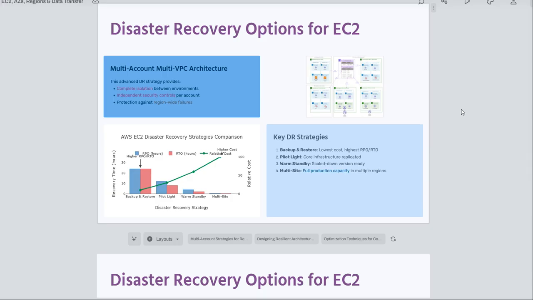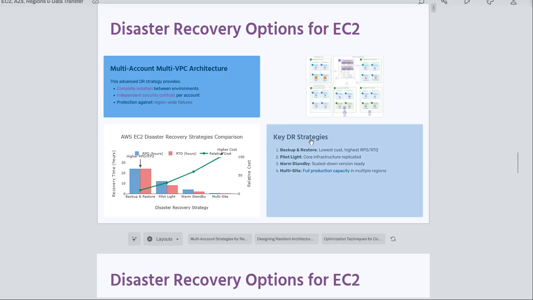Now we're going to look into disaster recovery options for EC2. A multi-account, multi-VPC structure is an advanced DR strategy that provides complete isolation between environments, independent security control per account, and protection against region-wide failures. This is the AWS EC2 disaster recovery strategies comparison.